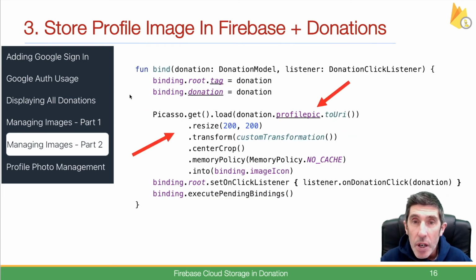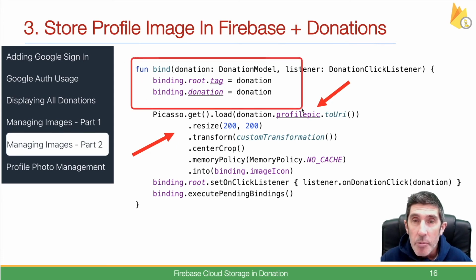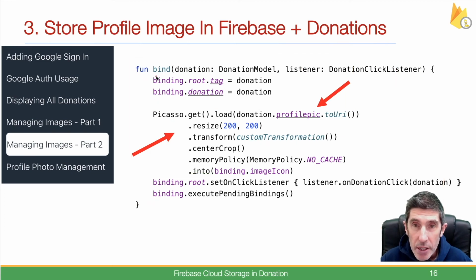In terms of managing those images, and dealing with the stuff that we would see inside the adapter, each time we load a row, inside our bind function, as well as assigning the donation and using our view binding, here we are using Picasso, getting the donation's profile pic, converting it to a URI and passing that into the image icon. So this is the little code snippet that you will see in the changes that you will need to make inside your adapter to load up and assign an image to each donation that's added in your report.